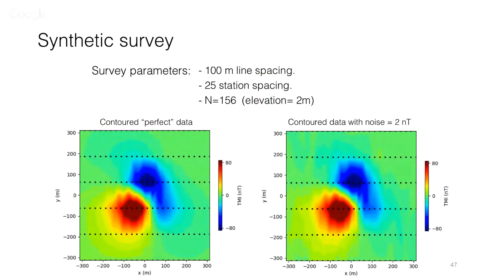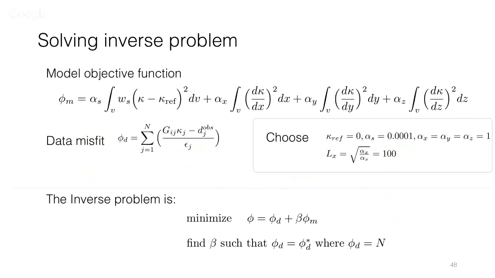We're going to do a survey. This is a very small survey compared to what people do ordinarily. So 100-meter line spacings, 25-meter station spacings, and these are the active data, with a bit of noise added, a few nanoteslas. So here's our model objective function.